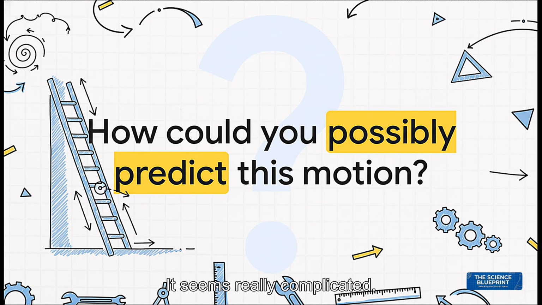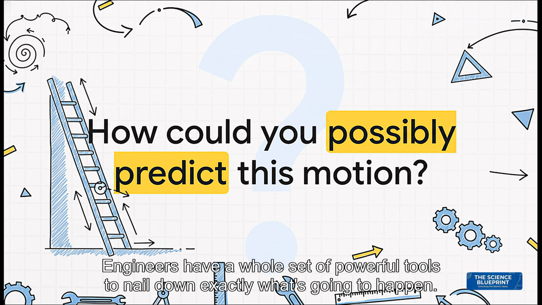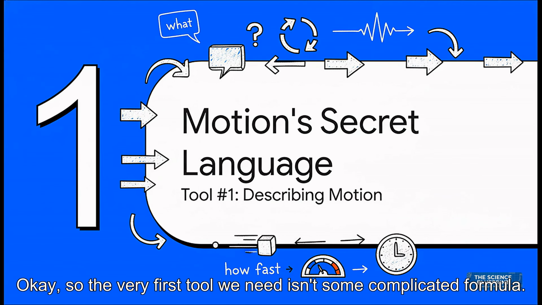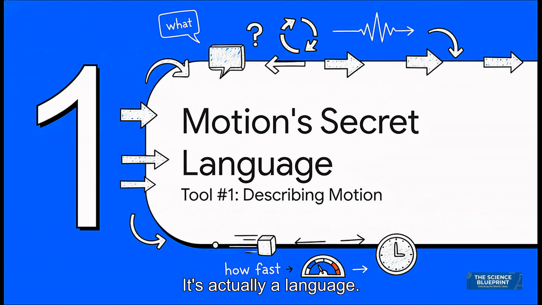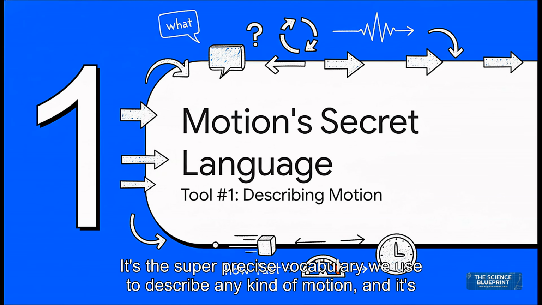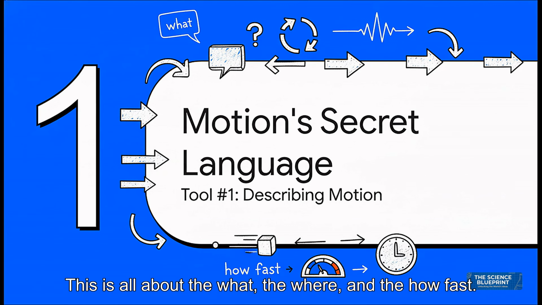It seems really complicated. But guess what? There's a method to the madness. Engineers have a whole set of powerful tools to nail down exactly what's going to happen. Okay, so the very first tool we need isn't some complicated formula. It's actually a language. It's the super precise vocabulary we use to describe any kind of motion, and it's called kinematics. This is all about the what, the where, and the how fast.